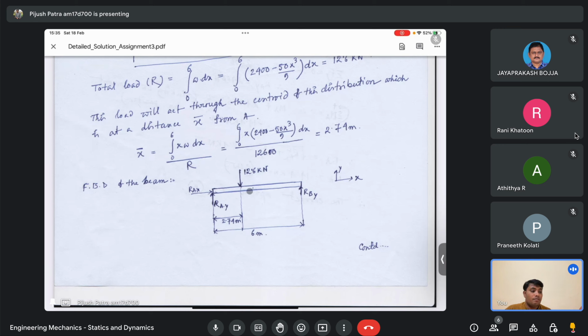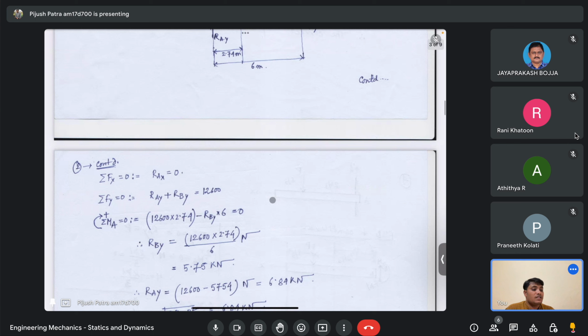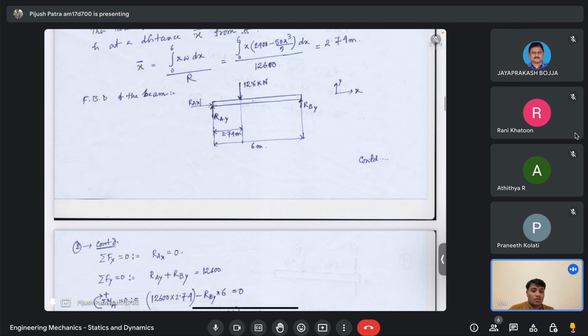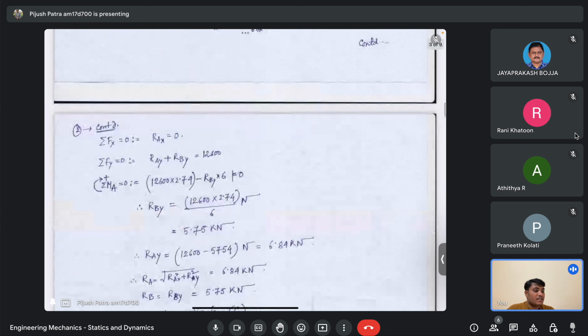Now you apply the simple force balance equations: the summation Fx equals 0, summation Fy equals 0, and summation Ma equals 0. If you do that, you can easily calculate the values of RAX, RAY, RBY. All these three unknowns you can easily calculate. Let's see how it's calculated. Summation Fx equals 0, that means RAX equals 0. There is no doubt. And RBY plus RAY equals 12.6 kilonewton.